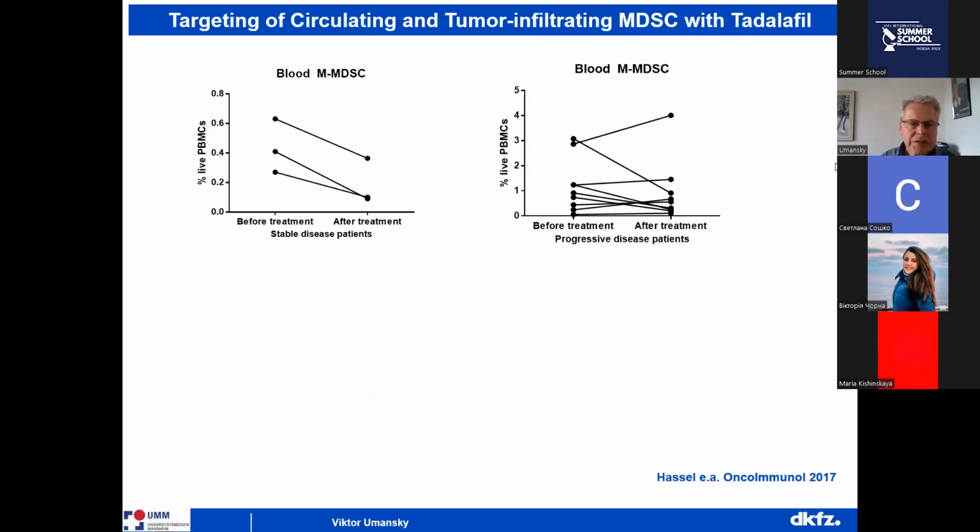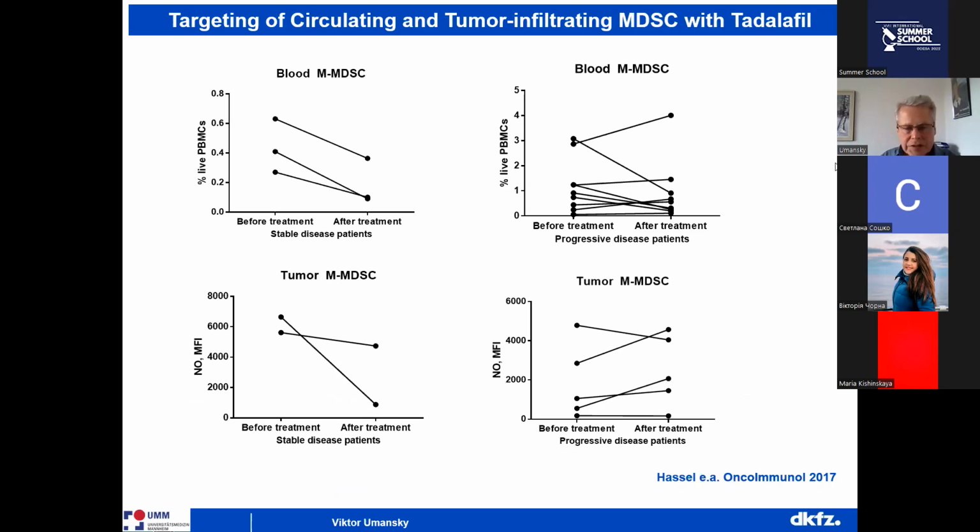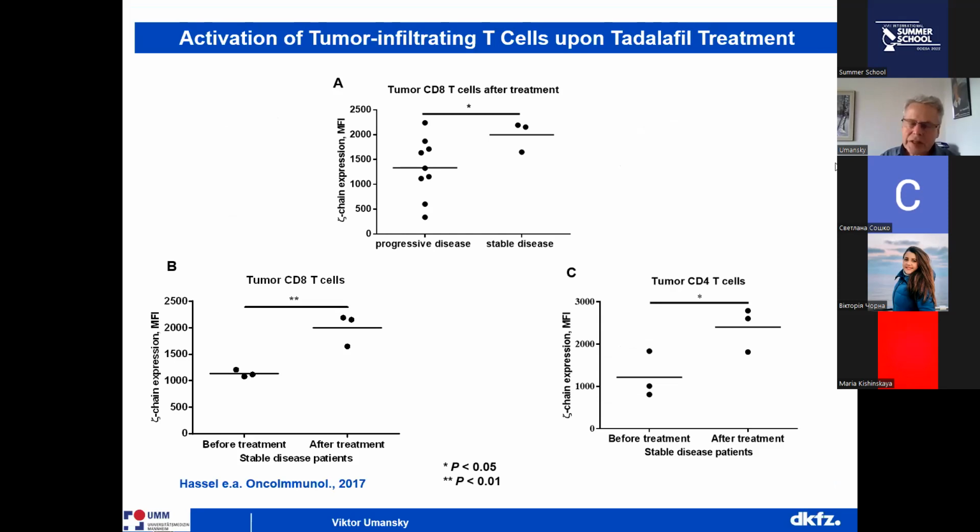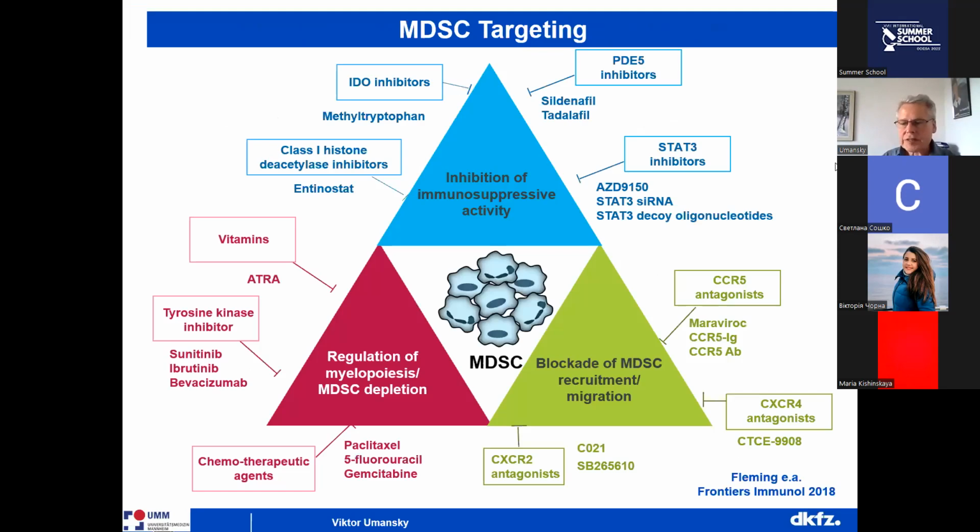Again, in stable disease patients, so in responders, they were characterized by a decrease in monocytic MDSC, whereas progressive disease patients showed no difference or even an increase in MDSC. The same was found in the tumor infiltrate, again for the T cells. So we saw the accumulation of CD8 T cells in the tumor in patients with stable disease, and increased TCR-zeta chain expression, both in tumor infiltrating CD8 and CD4 T cells.